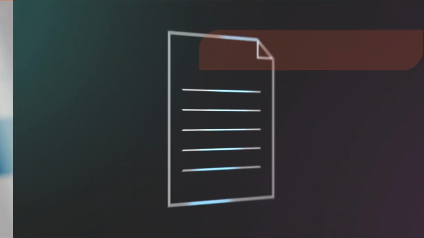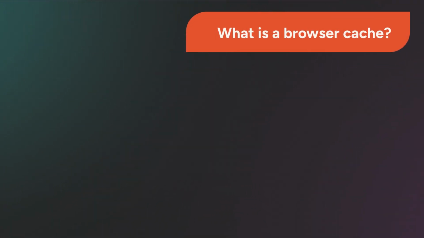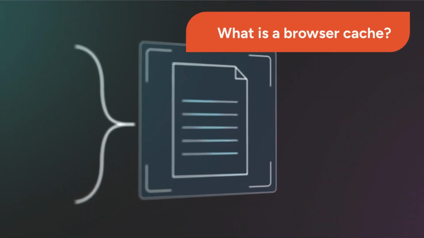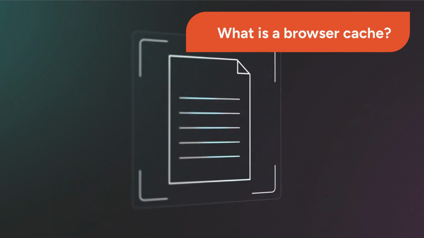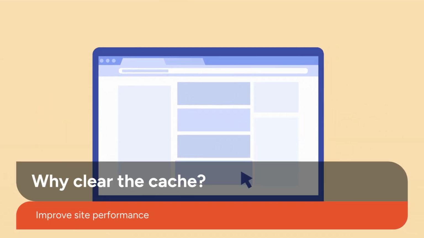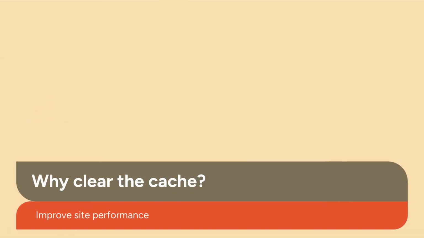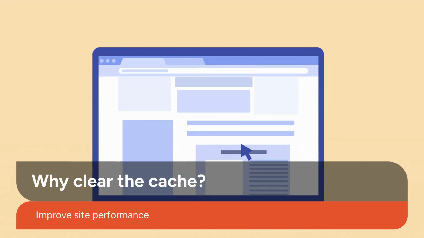Let's get started. A browser cache is a collection of temporary files, like images and site data, that your browser stores to speed up future visits to websites. Over time, this data can become outdated or corrupt, leading to errors. Clearing the cache forces your browser to download the latest version of a website, resolving issues like outdated content, formatting problems, or slow load times.